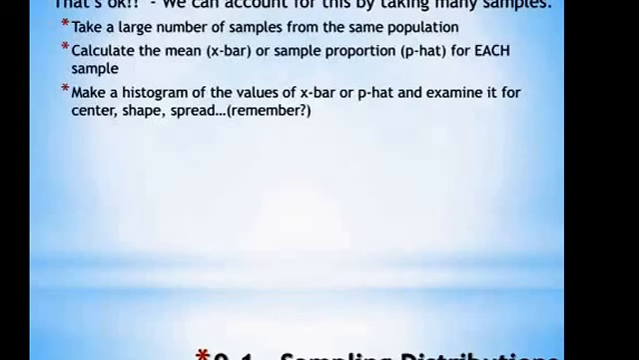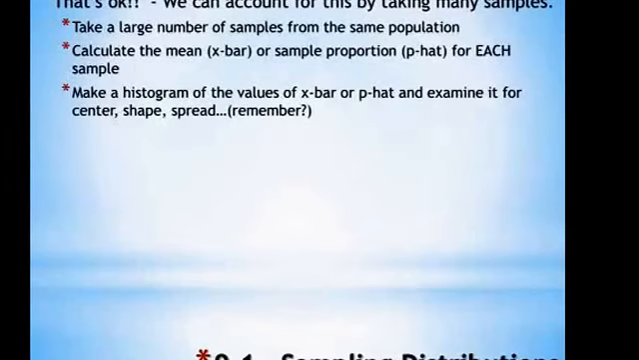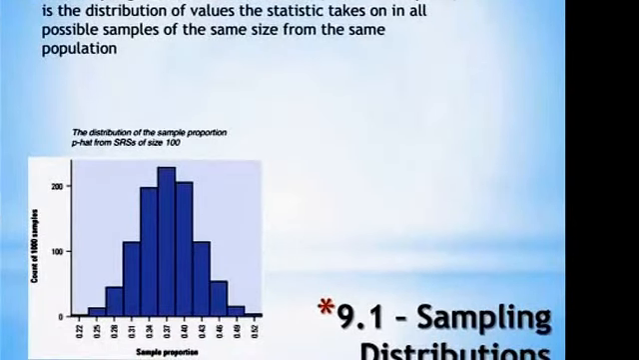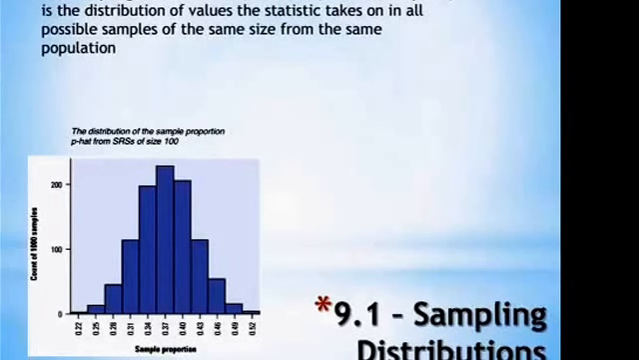Do you remember this? This is from back in chapter 1, from the beginning of the year, when we have to describe distributions. And now we're talking about sampling distributions here, so we're going to make a histogram of these sampling distributions. What we just described is a sampling distribution. The sampling distribution of a statistic, like X bar or p hat, is the distribution of values the statistic takes on in all possible samples of the same size from the same population.